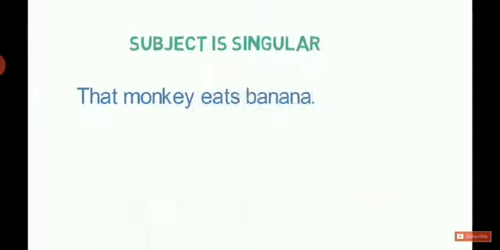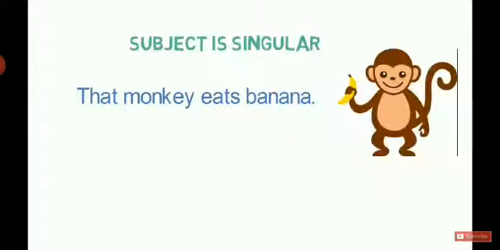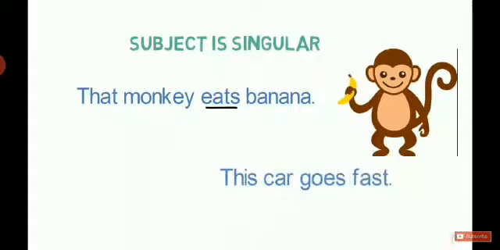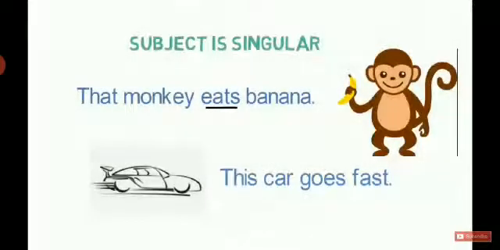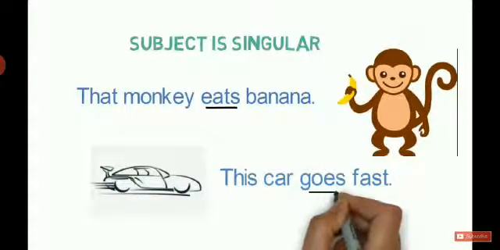Now let us take some examples. When the subject is singular, for example, that monkey eats banana. Here the subject is that monkey. So our verb should also be singular. So we have used eats. Clear? Now this car goes fast. One more example. The subject is singular, this car, and the verb should also be singular. So in this case we used goes.